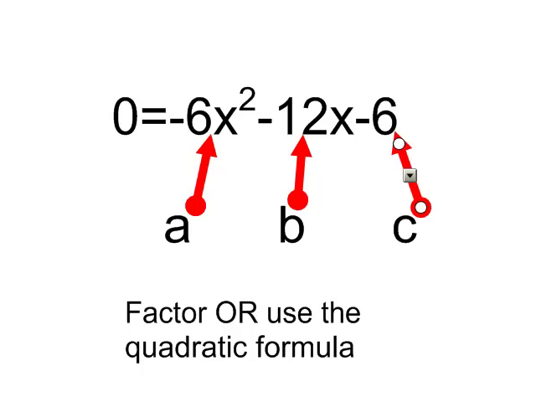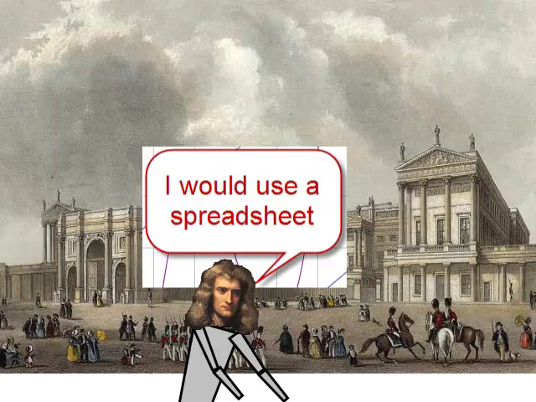Now don't take it from me. We can go back in time with our time machine, and as you can see, Sir Isaac Newton, the inventor of calculus, also recommends that you use a spreadsheet. There is a little video after this to explain how to find one of the solutions using a quadratic formula spreadsheet calculator. So just hang on and we can help you with that.